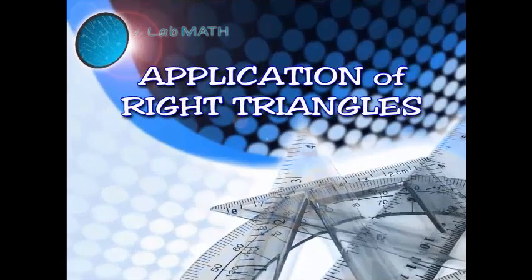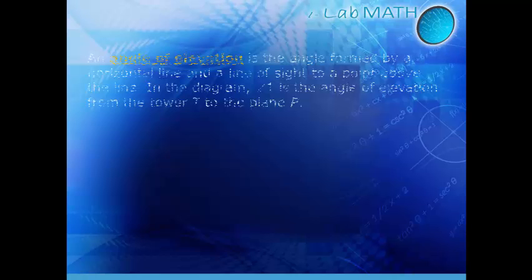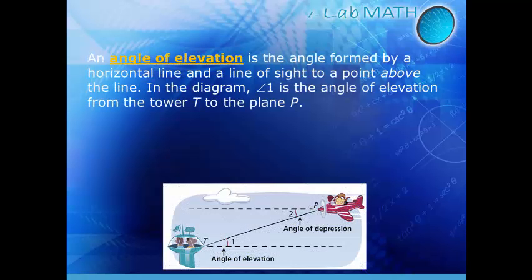Application of right triangles. An angle of elevation is the angle formed by a horizontal line and a line of sight to a point above the line. In the diagram, angle 1 is the angle of elevation from the tower T to the plane P.